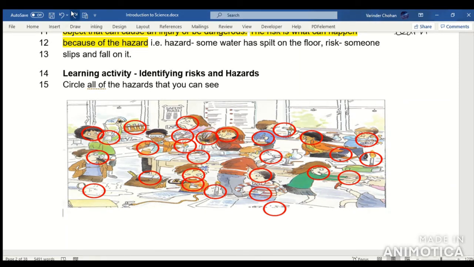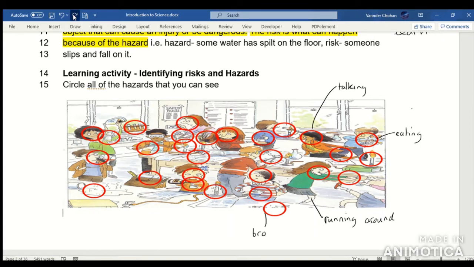Let's add some annotations to our diagram to show some of the hazards, and then from those annotations try and work out some rules that we can use to keep ourselves safe within the laboratory. This student is eating in the lab. This student is talking. This student here is running around.